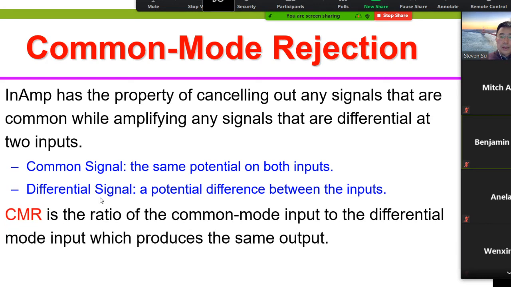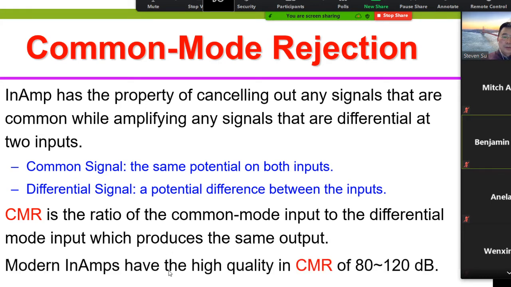We mainly want the differential signal, so the difference of the signal should be sensitive and amplified. CMR is the ratio of common mode input and the differential mode input which produce the same output. So I will show you the formula. For a high quality instrumentation amplifier, CMR can reach 80 to 120 dB. 120 dB I already calculated is around 10^6 ratio.